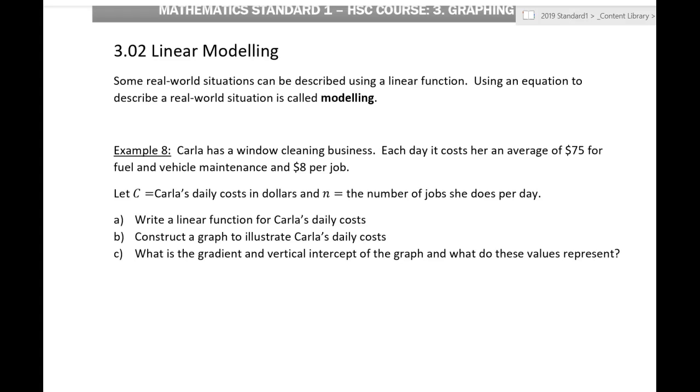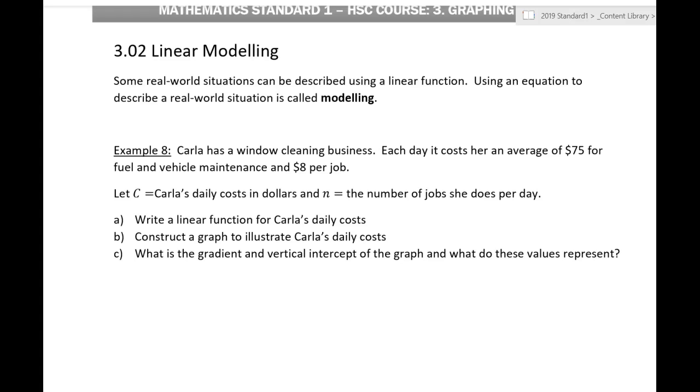Carla has a window cleaning business. It costs her an average of $75 a day for fuel and vehicle maintenance and $8 per job. Okay, so every day it costs her $75 no matter what, and then it costs her an extra $8 for every job she attends. Now obviously this is not taking into account Carla being paid, this is just her costs, right? So $75 plus $8 per job. We're going to have C equals Carla's daily costs and N be the number of jobs she does each day.